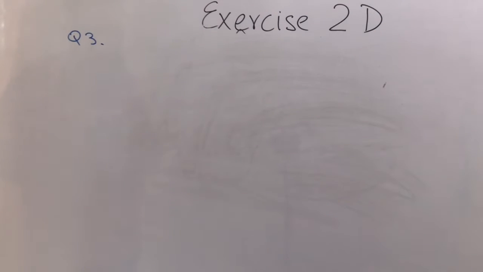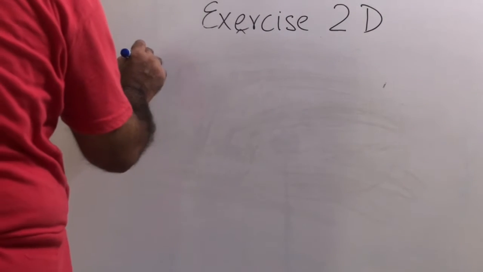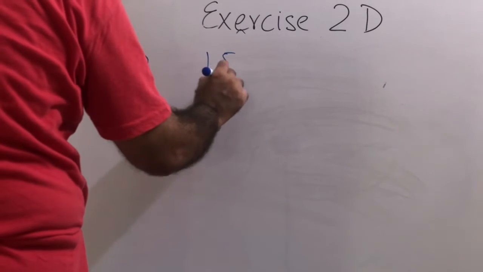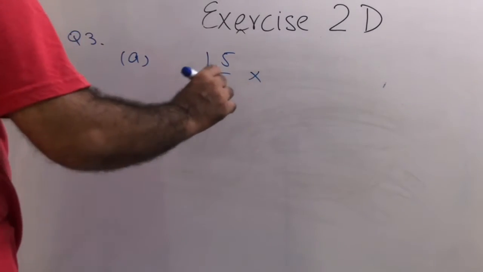Question number 3 says evaluate each of the following. Part A says 15 over 8 multiplied by 4 over 3.